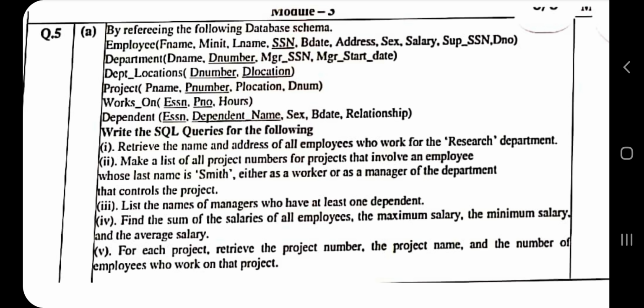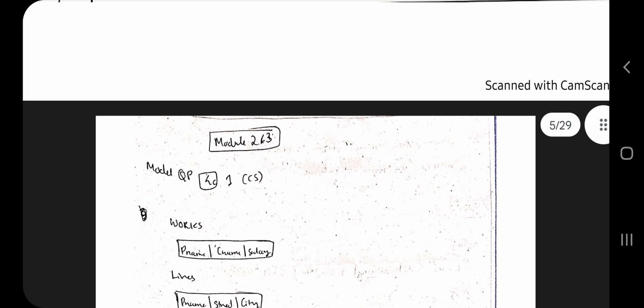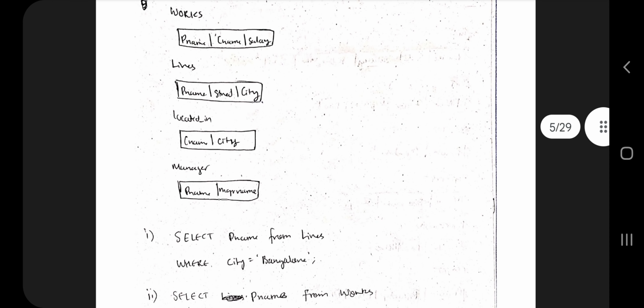Okay, so these were the three questions from the model question paper which I have discussed, giving you a brief idea of how to solve the questions. If you have some questions which you are not getting the answer to, or if you need help, send me the questions on Insta. I'll try to reply to you. Okay, that was about module 2 and 3. Except the theory part, these are the types of questions which could be asked in the exam.